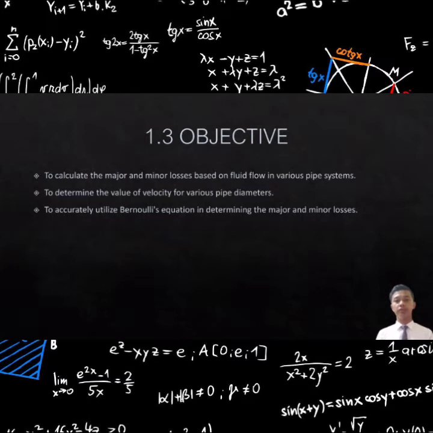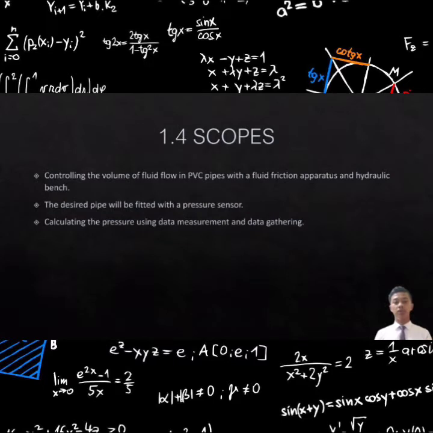For the objective, it consists of 3 points, which are to calculate the major and minor loss based on fluid flow in various pipe systems, to determine the value of velocity for various pipe diameters, and to accurately utilize Bernoulli's equation in determining the major and minor losses. And the scope is controlling the volume of fluid flow in PVC pipes with a fluid friction apparatus and hydraulic bench. The desired pipe will be fitted with a pressure sensor, calculating the pressure using data measurement and data gathering.